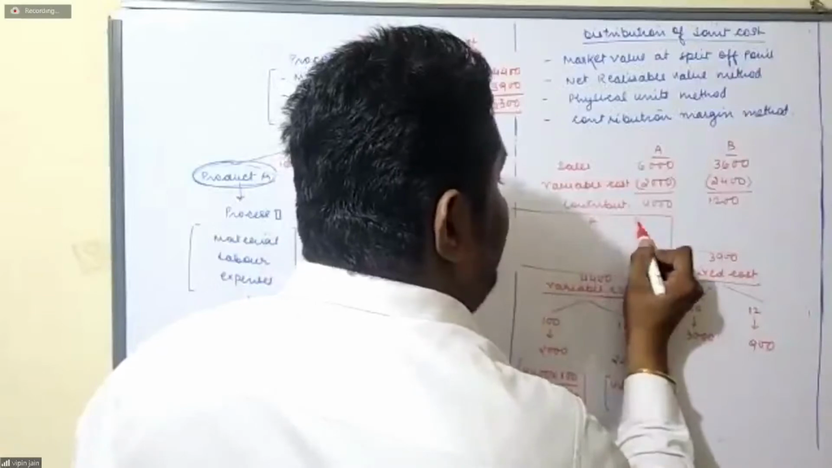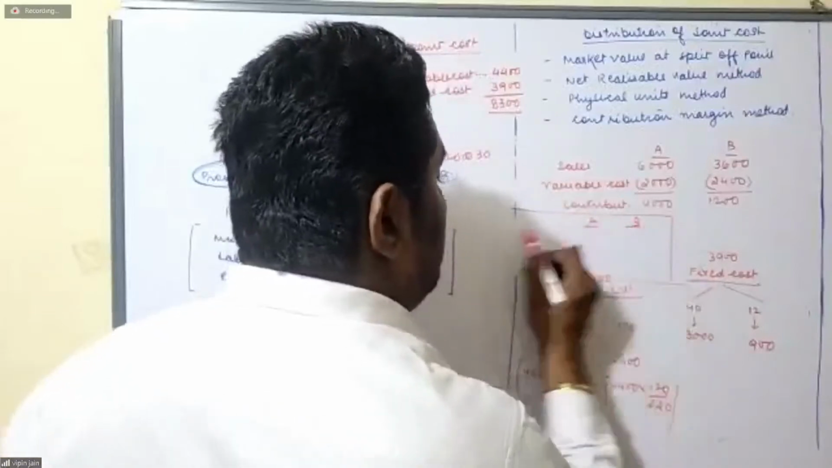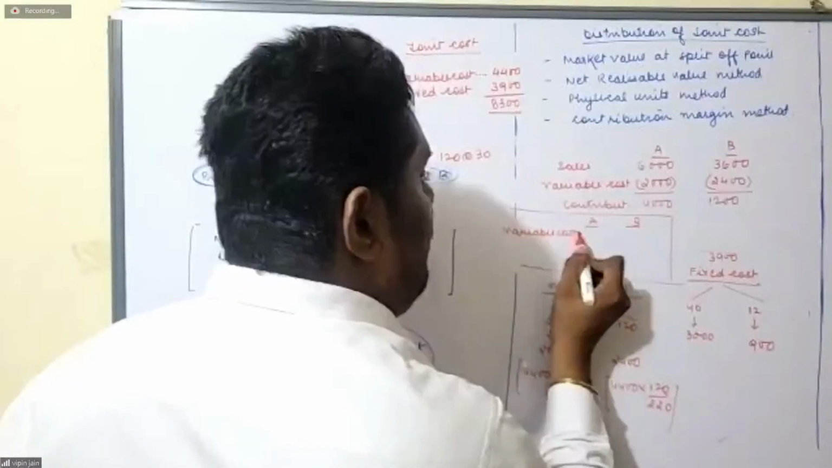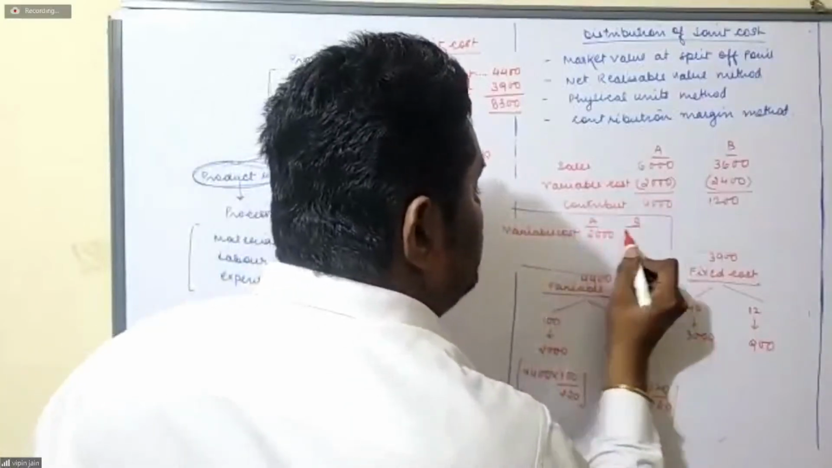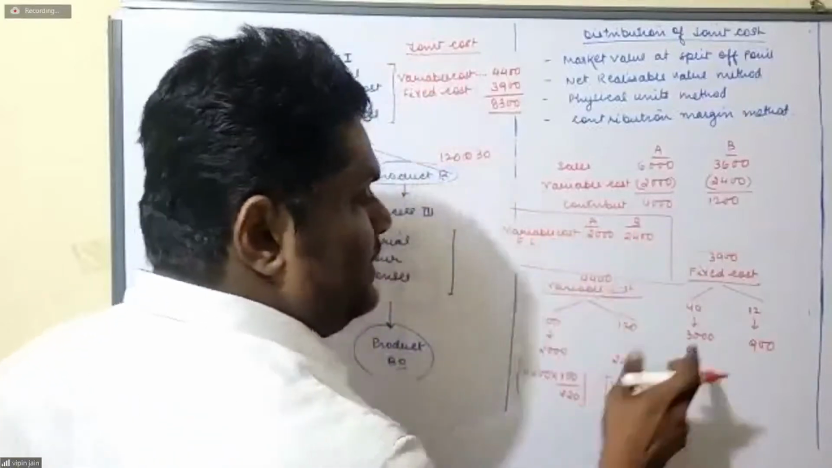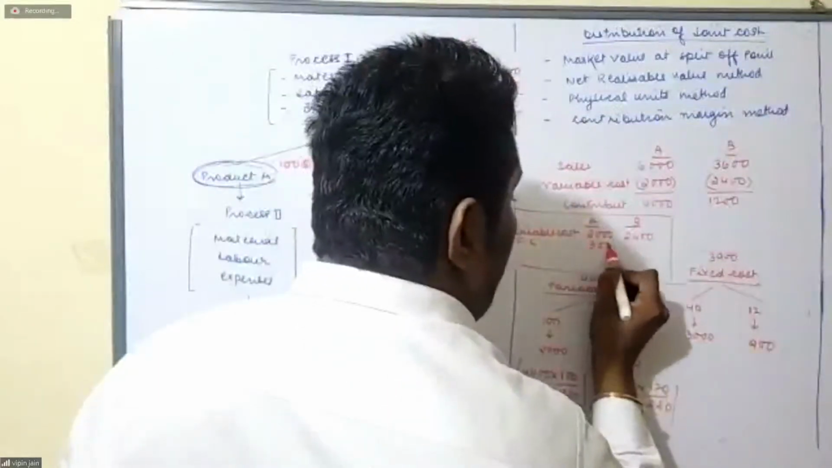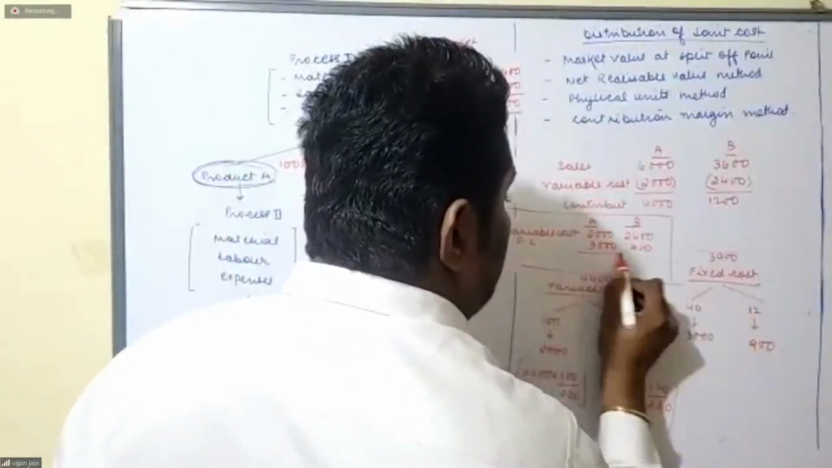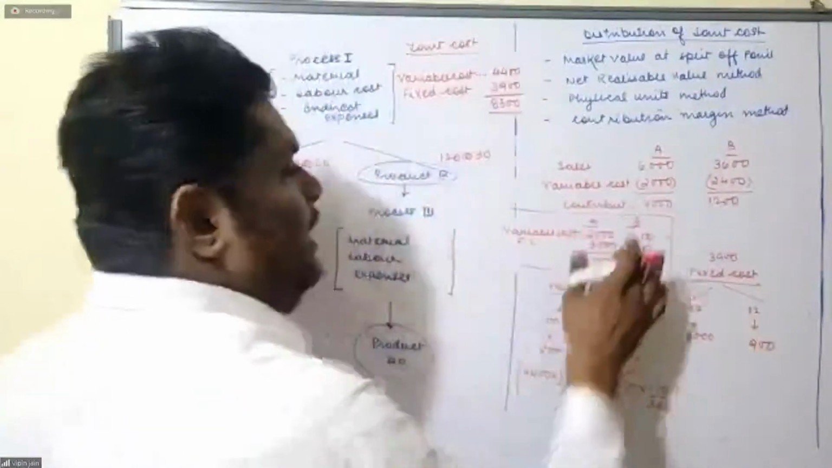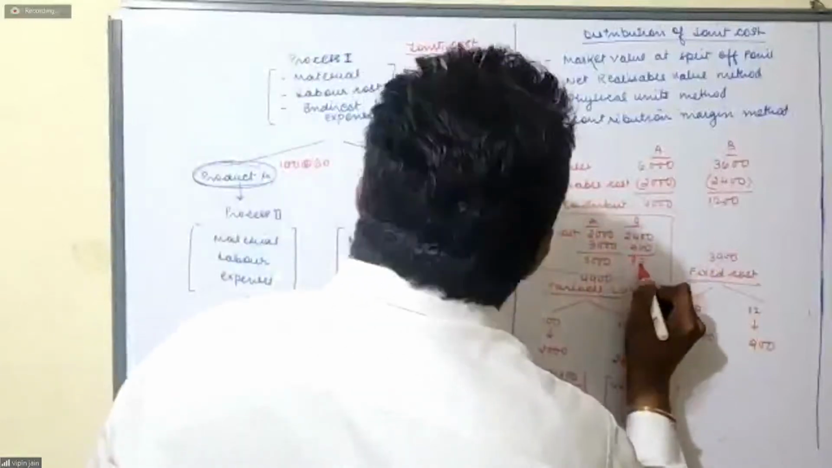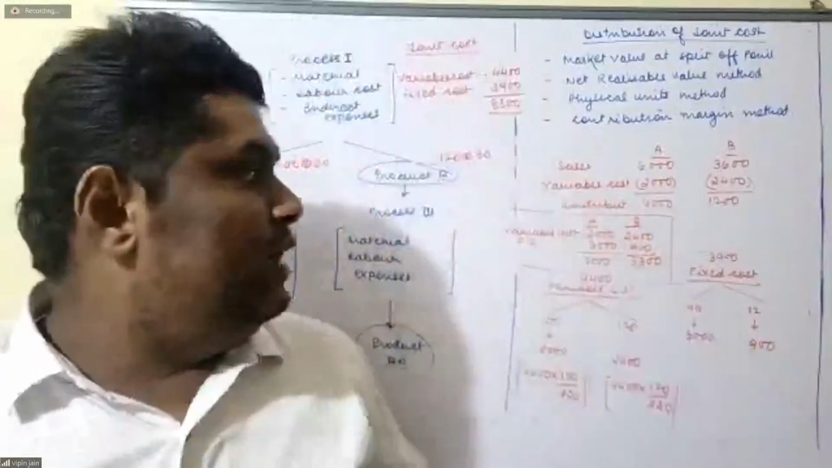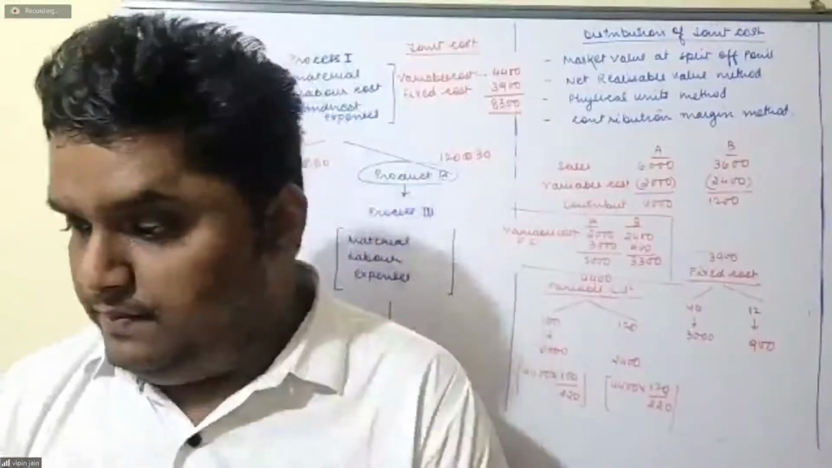So product A and product B. My variable cost is distributed as 2,000 and 2,400 and fixed cost is distributed as 3,000 and 900. So the joint cost is distributed as 5,000 in product A and 3,300 in product B. So this is how the joint cost will be distributed.